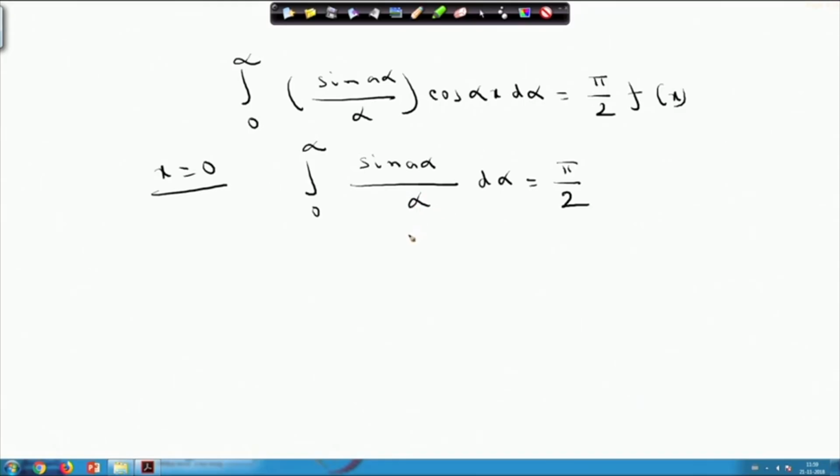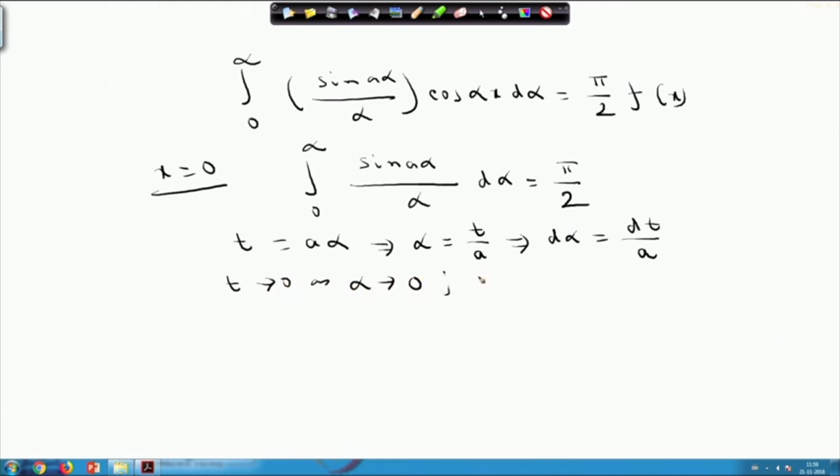Since I have to find out sin t by t format, therefore, I can put t equals say a alpha. So that this gives you alpha equals t by a, or d alpha equals dt by a, and t approaches 0 as alpha approaches 0, and t approaches infinity as alpha approaches infinity. So, the limit will remain the same, limit of t will be from 0 to infinity.